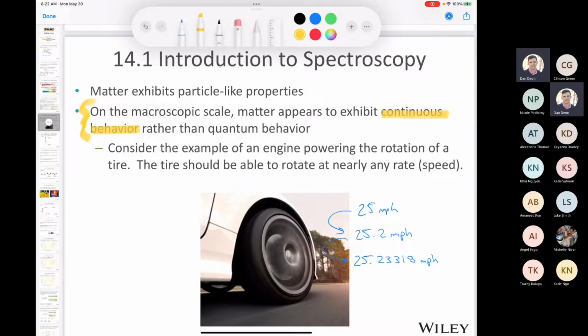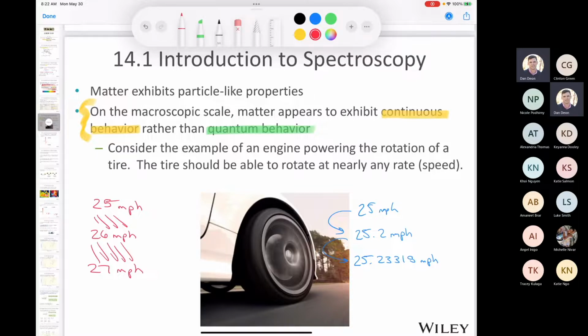But quantum behavior is something a little bit different. Quantum behavior is not intuitive to us because we don't think about it as much in our everyday lives. It does exist in our everyday lives, but quantum behavior would be something like this. If you were spinning the tire at 25 miles per hour, and then you could make it spin at 26 miles per hour, then you could make it spin at 27 miles per hour, but you could not make it spin at any speed in between. Couldn't happen. That's quantum behavior.